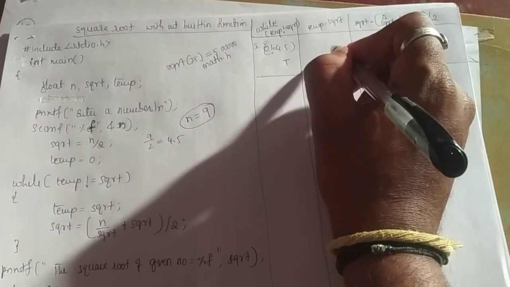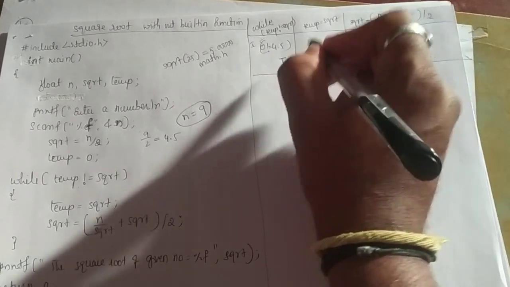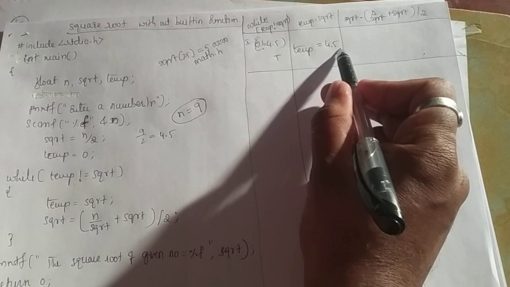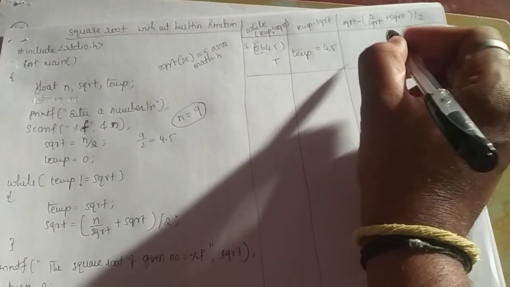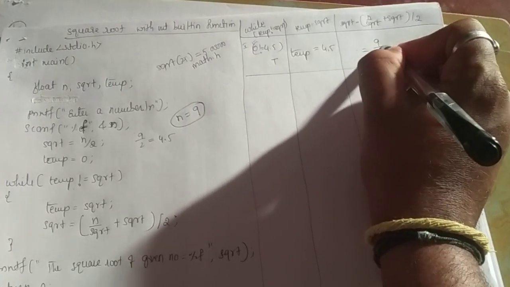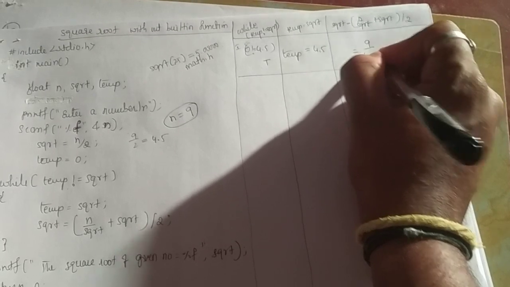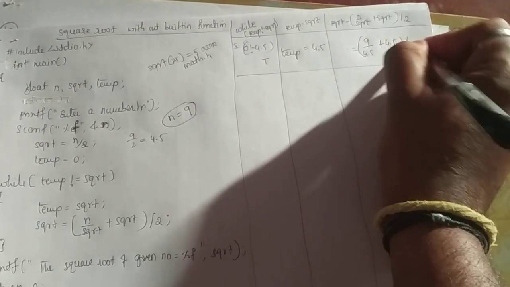According to the first statement, whatever the square root value is, 4.5, it is assigned to temp. 4.5 is assigned to temp. And here we calculate n by square root. N means 9 divided by square root. Square root in the sense (4.5 plus 4.5) whole thing divided by 2.